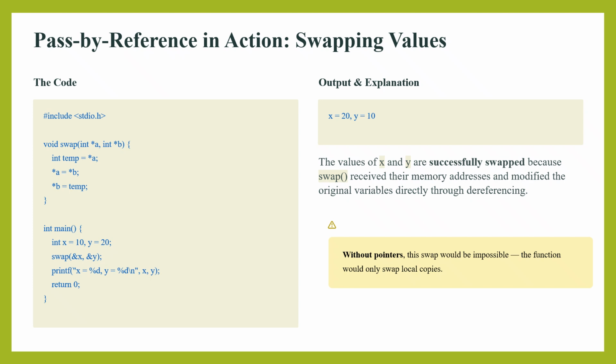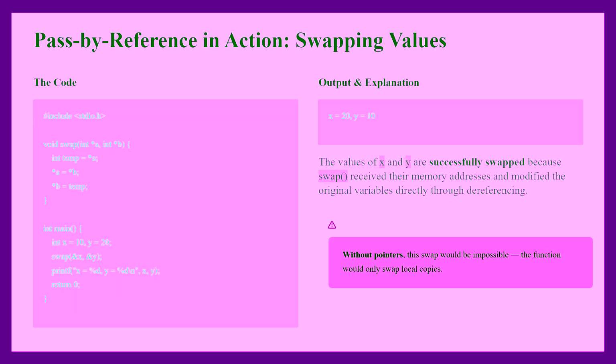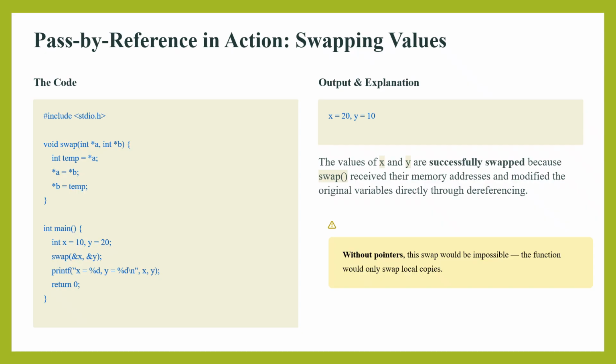So in the memory view, variable x is at address 1000 with value 20, and variable y is at address 2000 with value 10. Why does this work? Because address a directly refers to x, and address b directly refers to y. So dereferencing allows you to manipulate the actual data stored in memory. Pass by reference is essential for operations like swapping values, modifying arrays, and updating variables.